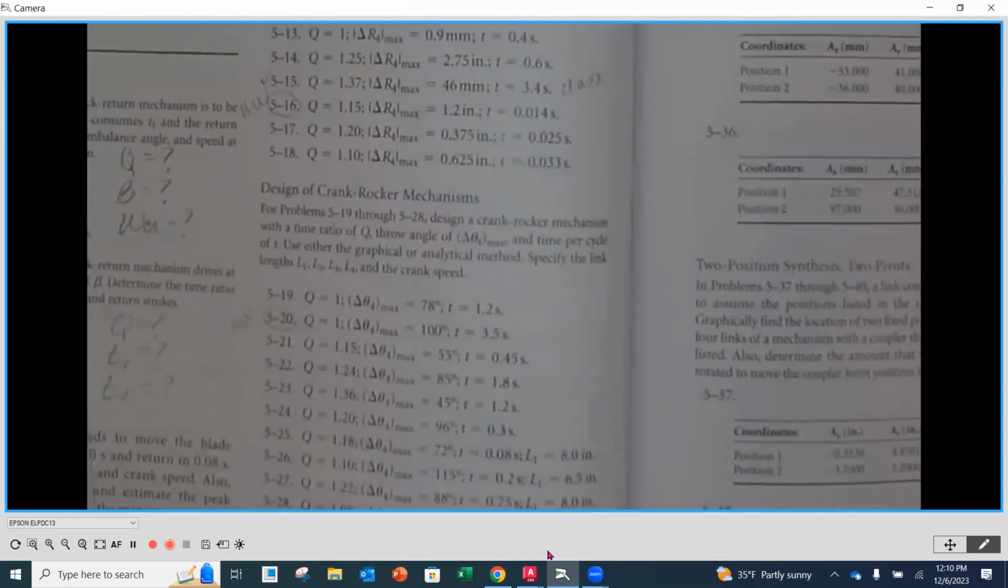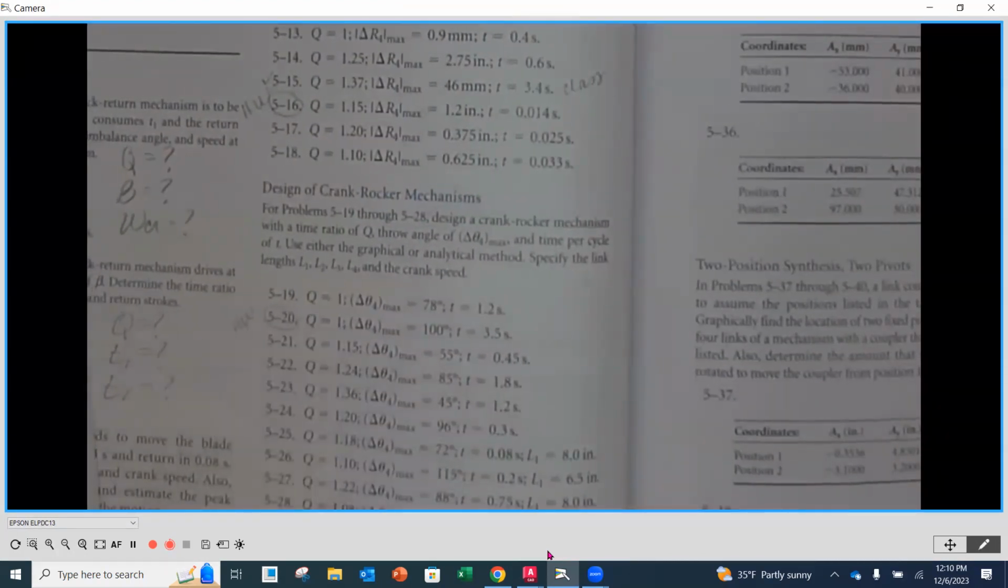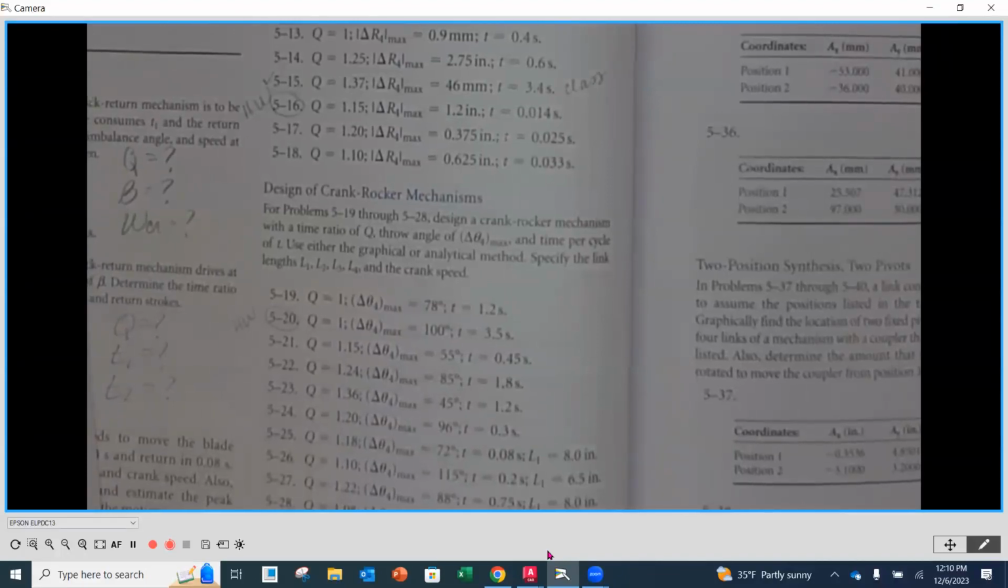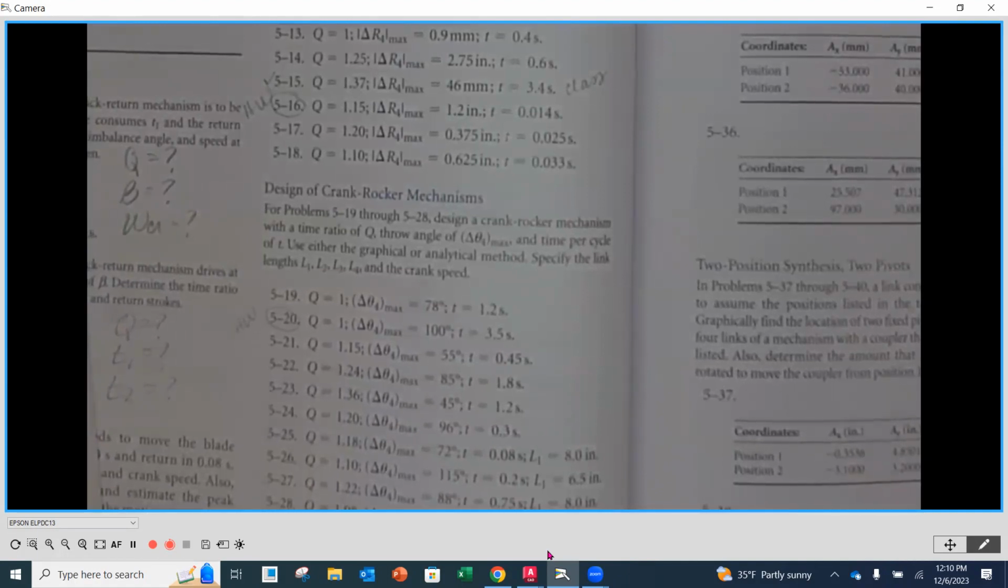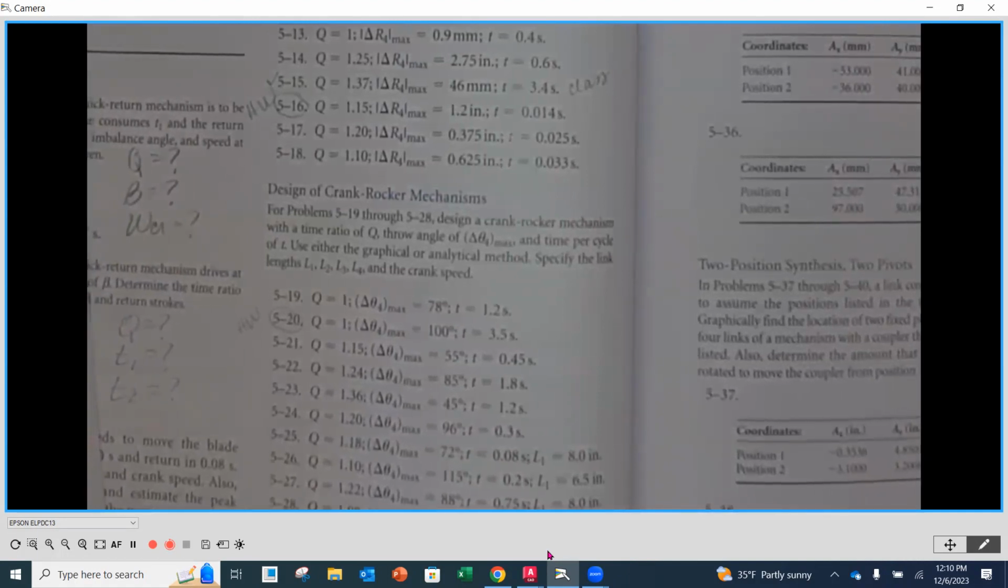Okay, so we're going to be looking at 5-19 right here. They're giving us a Q. So kind of thinking back, Q is equal to our time ratio, and that's going to be kind of comparing our outward to our inward motion. Now, in this case, since it's a crank rocker mechanism, instead of it being a linear stroke in and out, this is going to be what we call that throw. So it's going to rotate about a fixed center, but it's going to have an angle to one side and then back, and one side and back.